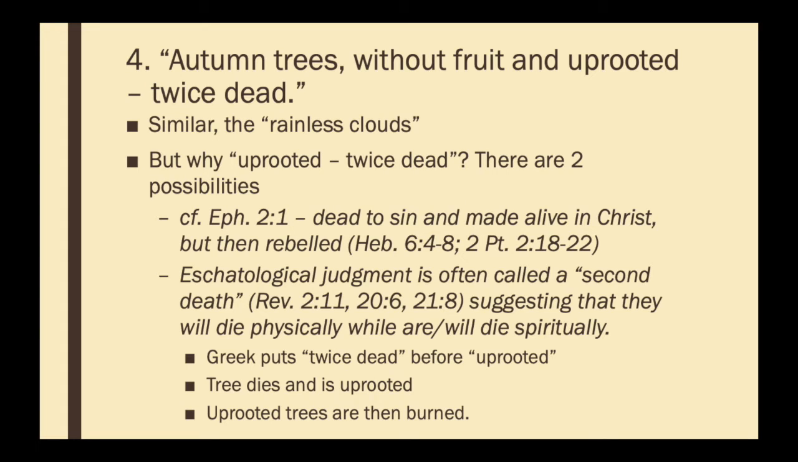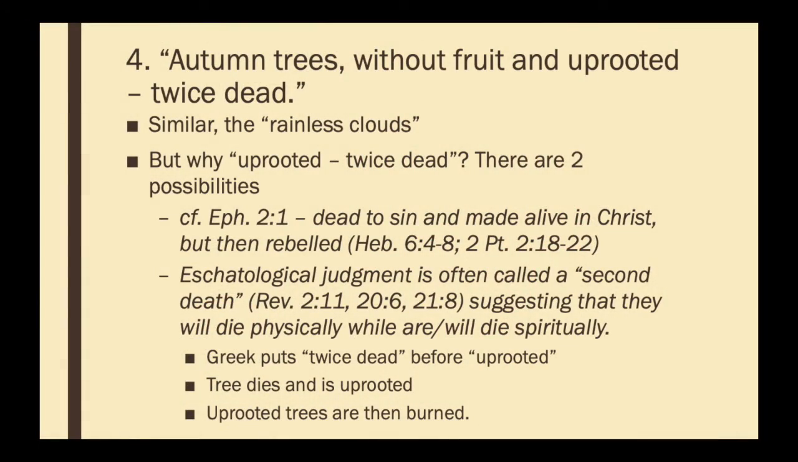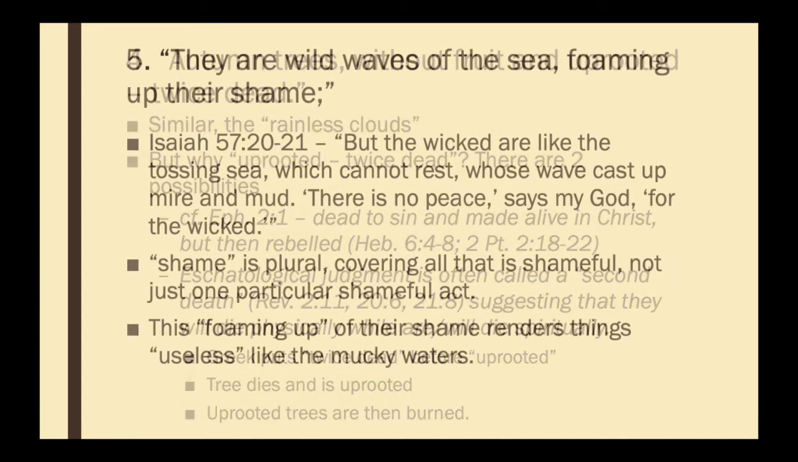All right, what Jude writes here in the Greek puts twice dead before uprooted. So it would be autumn trees without fruit, twice dead and uprooted. All right, so the image that he's drawing up here is the tree dies and it is uprooted. There's no point. It's not doing anything. It's not doing what it's supposed to do. So let's just get it out of there. Let the land sit for a little bit so we can use it again in the next year. The uprooted trees, what do they do with them? You can't build with them. They burn them. That brings us to number 5.